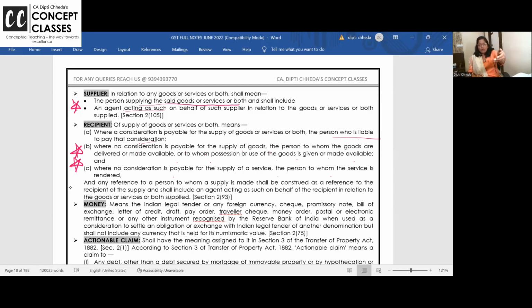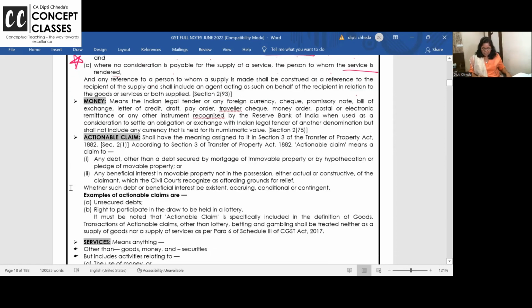Recipient is a person who pays sale consideration for goods or services, or a recipient is a person to whom goods are given or to whom services are rendered. Done. Person who is liable to pay, or person to whom goods are given, person to whom services are rendered. And reference to a person to whom supply is made shall be construed as reference to recipient and shall include an agent acting as such on behalf of recipient. Yeah, agent. Principal agent can be supplier, recipient and vice versa. We will discuss principal agent in detail.